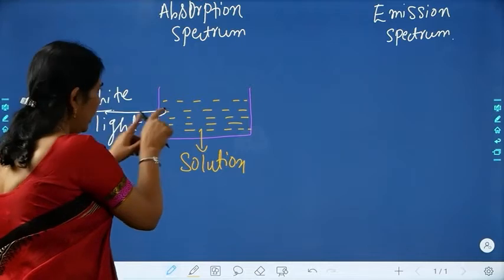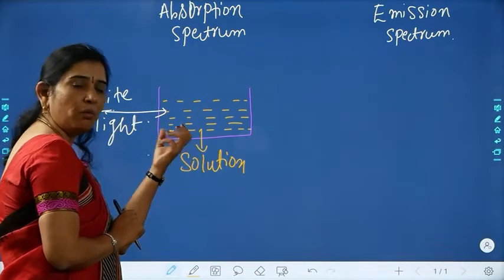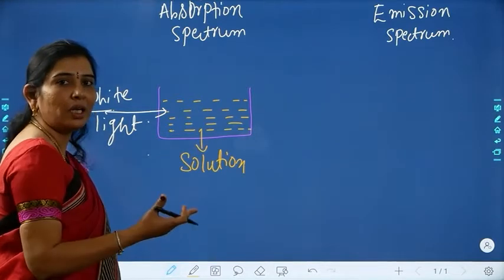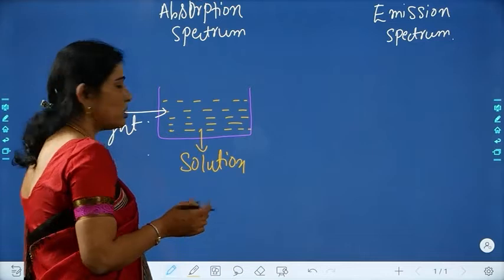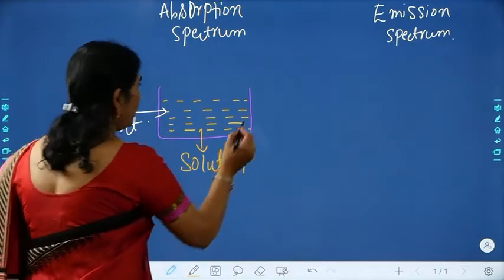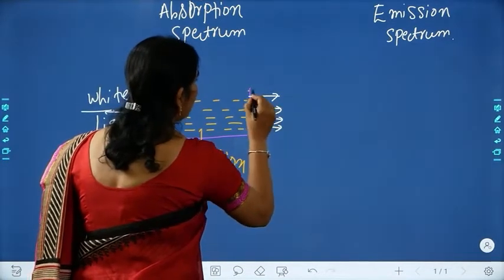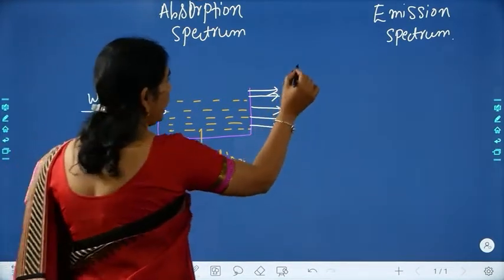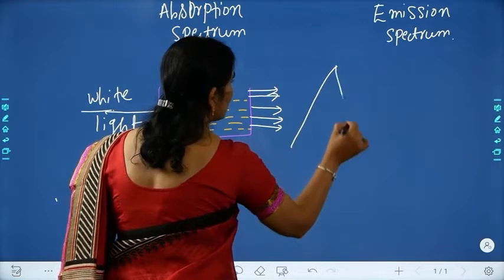Now, the white light is introduced. What happened now? This solution absorbed blue and green light radiation. Then, what is going to happen to the rest of the colored light radiation? It will pass through this solution. Okay. So, next, the different colors, excluding what? Blue and green color. Now, this light radiation is allowed to fall on the prism.